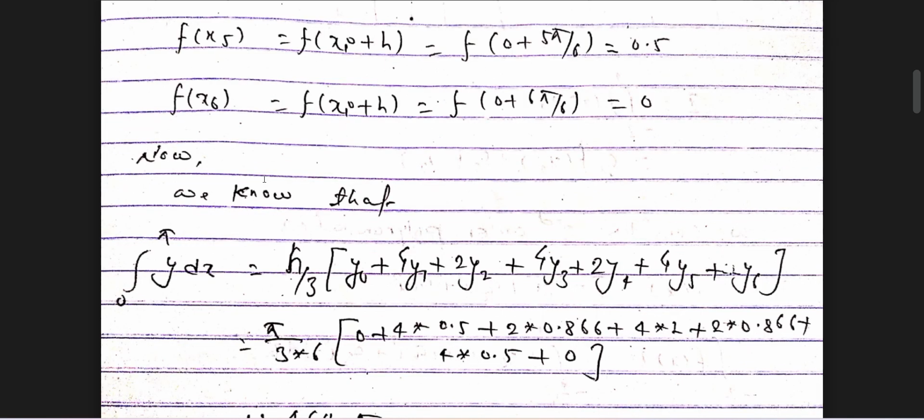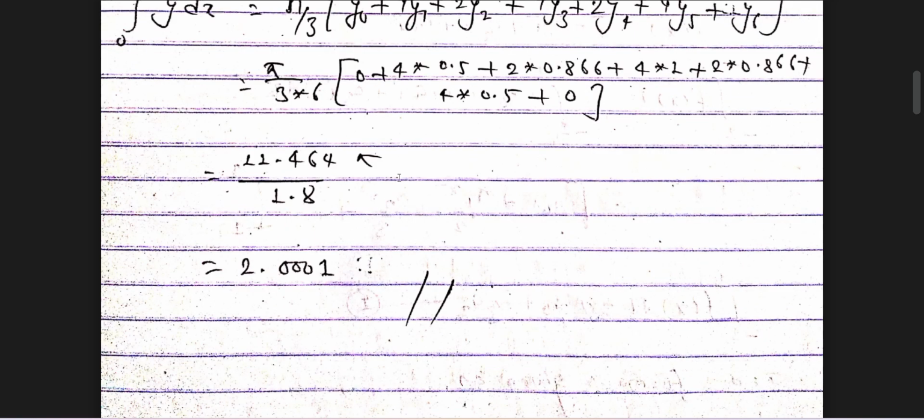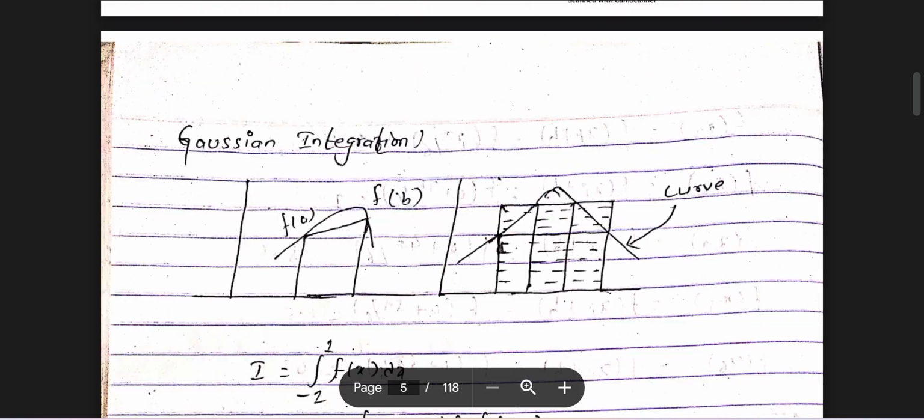We know that the integral of y dx is h by 3 times (y0 + 4y1 + 2y2 + 4y3 + 2y4 + 4y5 + y6). So h by 3 into 0 plus 4 into 0.5 plus 2 into 0.866 plus 4 into 1 plus 2 into 0.866 plus 4 into 0.5 plus 0 gives the result. Gaussian integration.